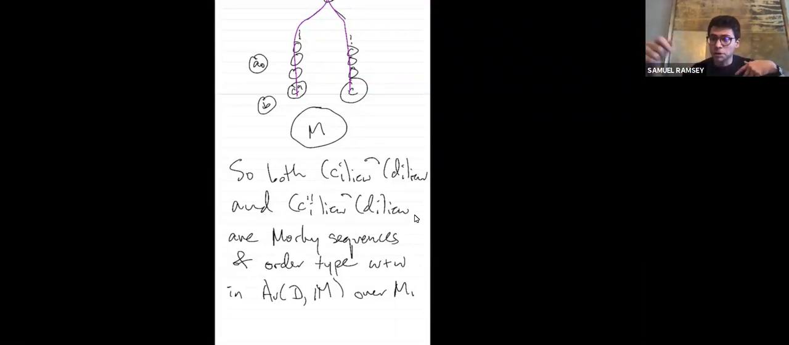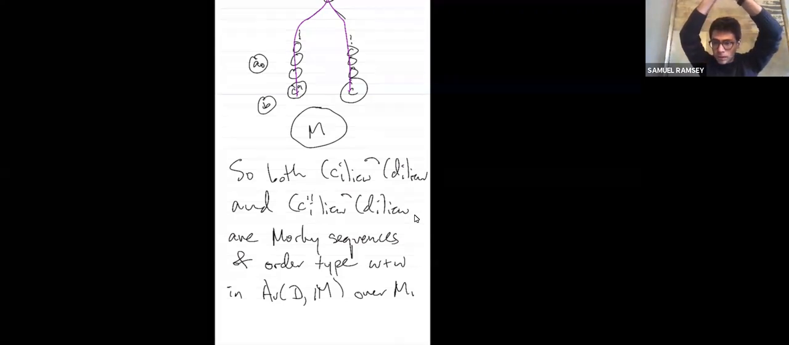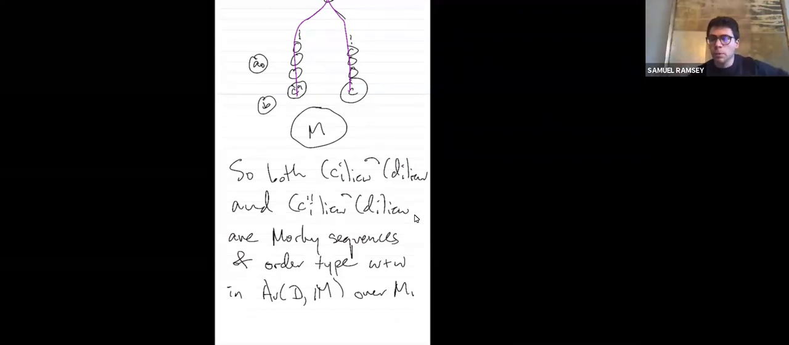Or alternatively, you could go C prime prime 0, C prime prime 1, C prime prime 2, all the way through omega, and then go D0, D1, D2, D3, D4. And that gives you a different Morley sequence in the same type. So this is quite strange. You've got these two indiscernible sequences, and then they have a common tail. And that common tail is what we're going to sort of push against in getting a contradiction.